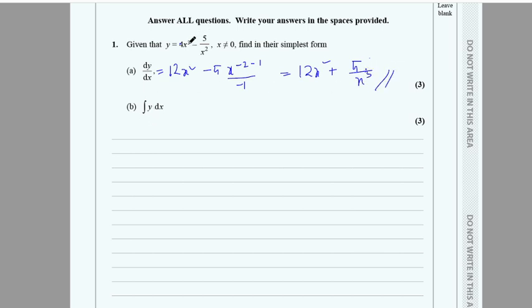For integration, we know that we just have to add 1 to the power, so integrating this will give us 3 plus 1, 4, by 4, and minus 2 plus 1 by minus 2 plus 1. Along with this, we need to write c, so plus 5 by x plus c.